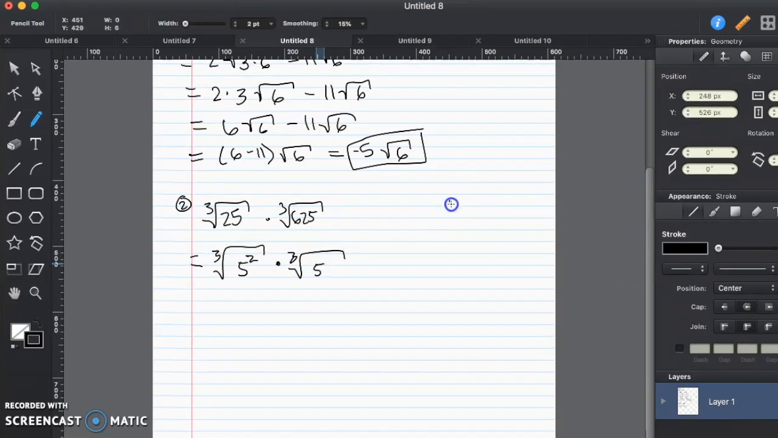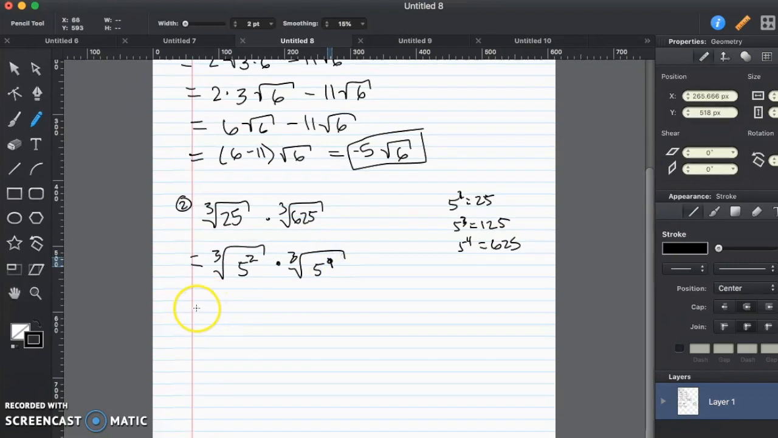So let's try it. 5 to the first power is going to give me 5. 5 to the second power is going to give me, oops, my bad, that's 25. 5 to the third power is going to give me 125. And then 5 to the fourth power is going to give me 625. Okay? So this is going to be 5 to the fourth power.